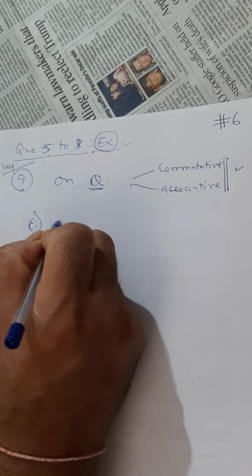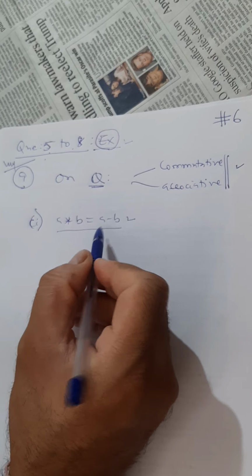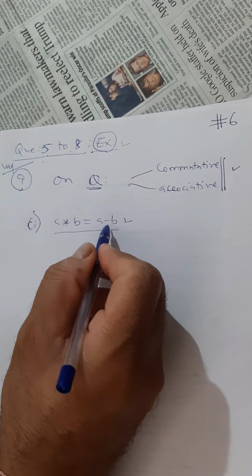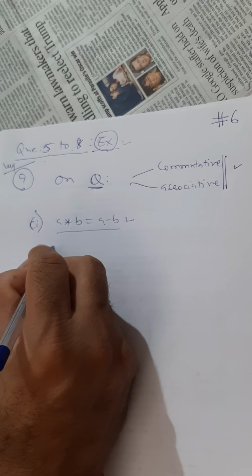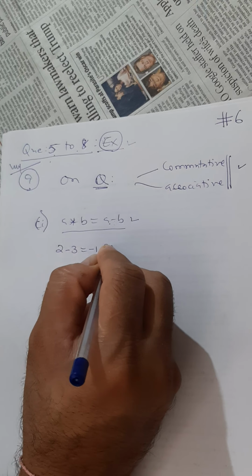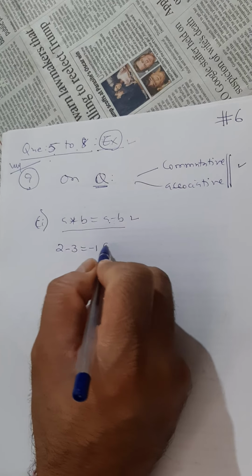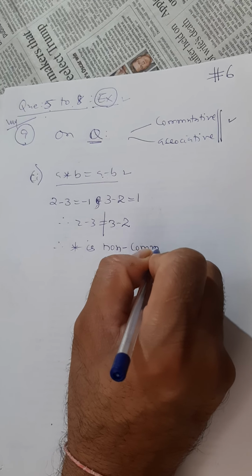All are on Q. A asterisk B is A minus B. Now again, this is the very standard subtraction operation, so you know the answer to this. 2 minus 3 is minus 1, it's obviously in Q. If I find 3 minus 2, that's 1. So are they equal? No. So 2 minus 3 is not equal to 3 minus 2. Therefore here asterisk is non-commutative.